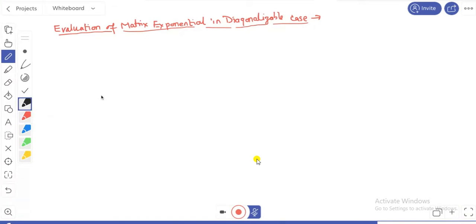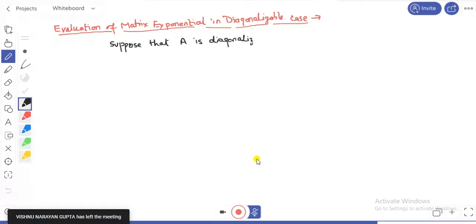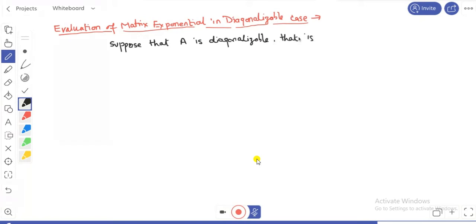Okay, so suppose that any matrix, say A, is diagonalizable, that is, there exists an invertible matrix, suppose P, and a diagonal matrix, say D. You have already studied this part in your linear algebra course.